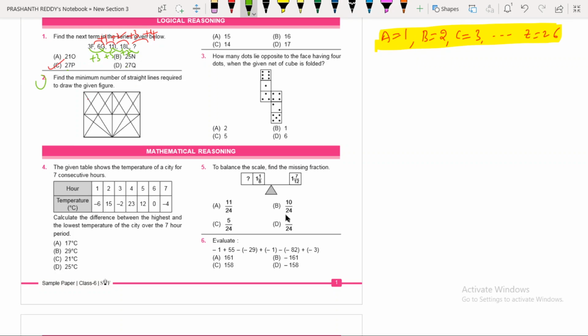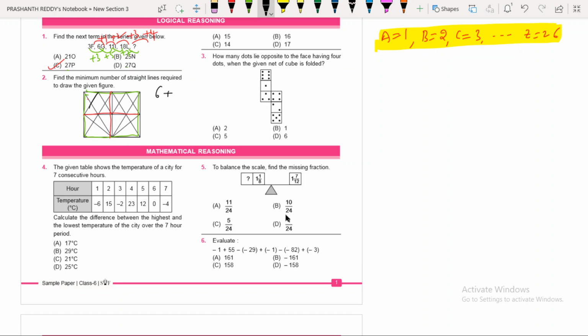Observe here, what is the second question? Find the minimum number of straight lines required to draw the given figure. He asked to find the minimum number of straight lines. For that, focus on this box. 1, 2, 3, 4. I repeat once again: first line, second line, third line and fourth line. Here we have a total of 4 lines. Then there is a fifth line and a sixth line. So 6 lines till now.